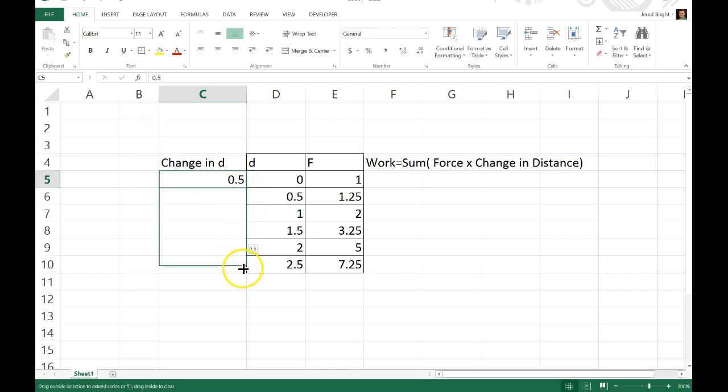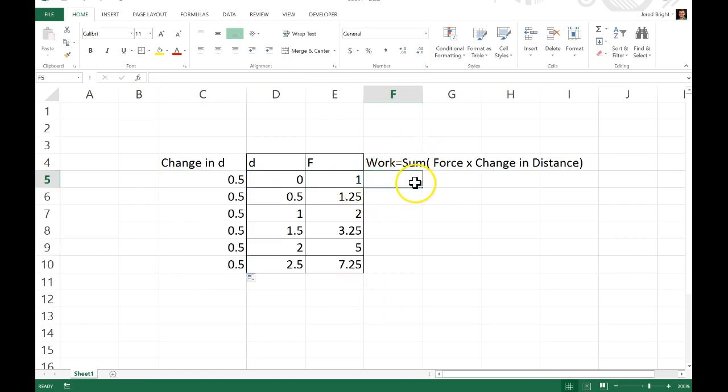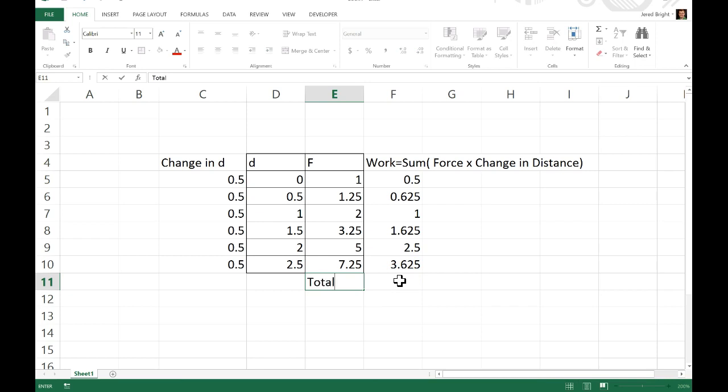So I'm going to just drag that down. Now, to compute the work, again, I would have to compute the force times the distance, or the change in distance, and I can drag that down. Then my total is just going to be the sum of the force times the change in distance.